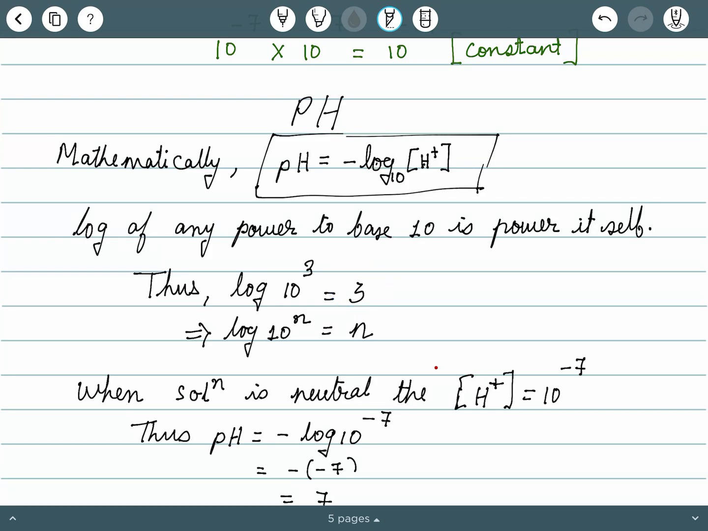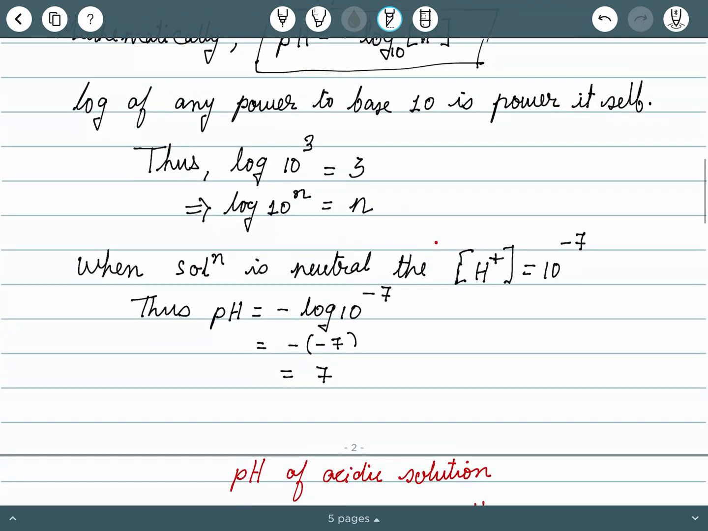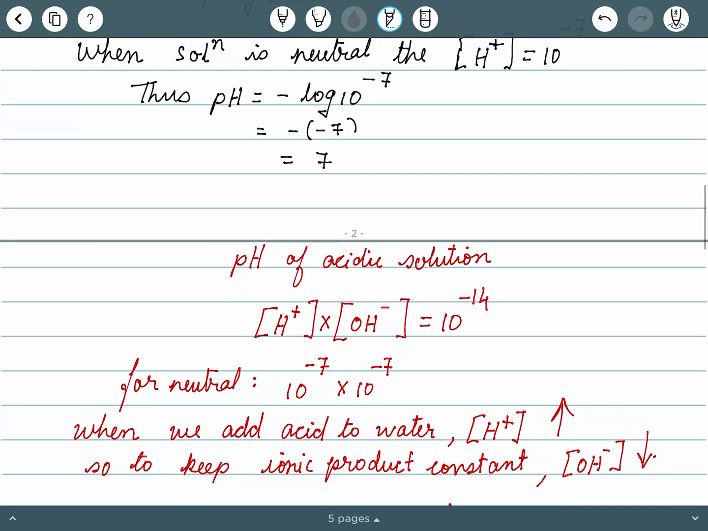In a similar way, when you find out log of any power to the base 10, the log of any power to the base 10 is going to be power itself. So I can in general now say that log of 10 raised to n is going to be equal to n. Let us apply this and try to find out the pH of a solution which is neutral.